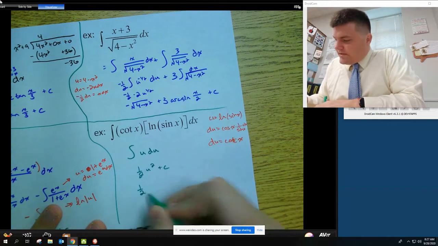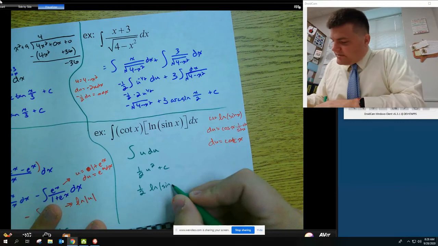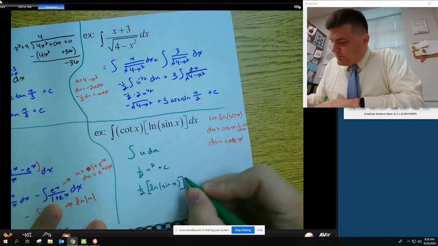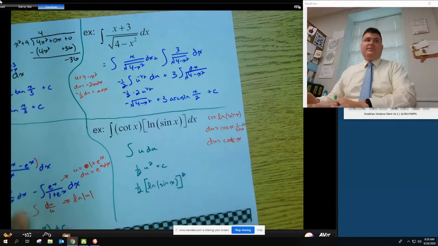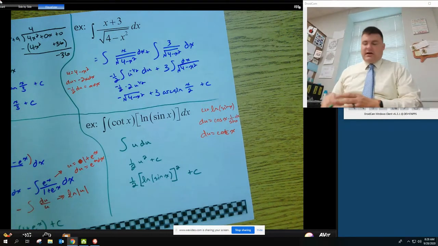So it's going to be 1/2 ln of sine of x, and this is what's being squared, not the sine being squared. So there's no ln rules you can use here. Plus my constant of integration.